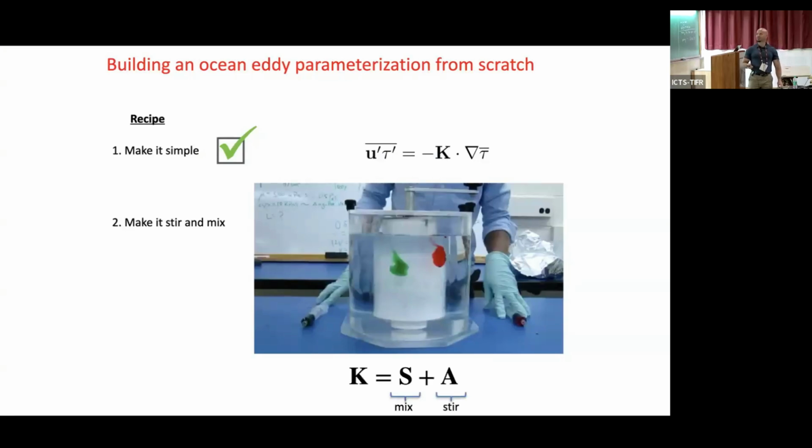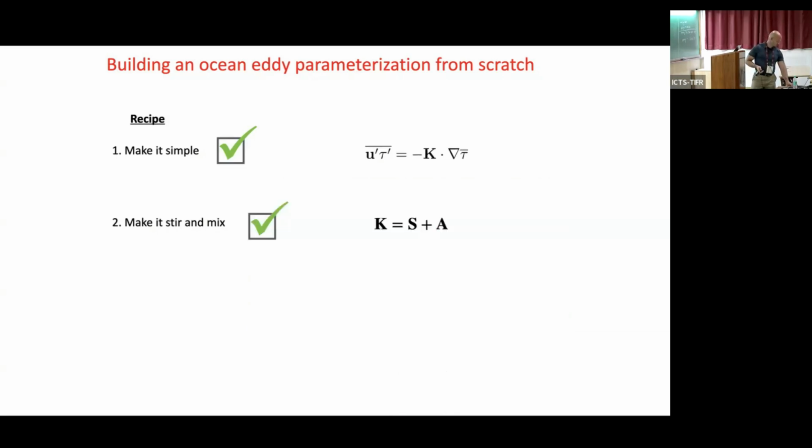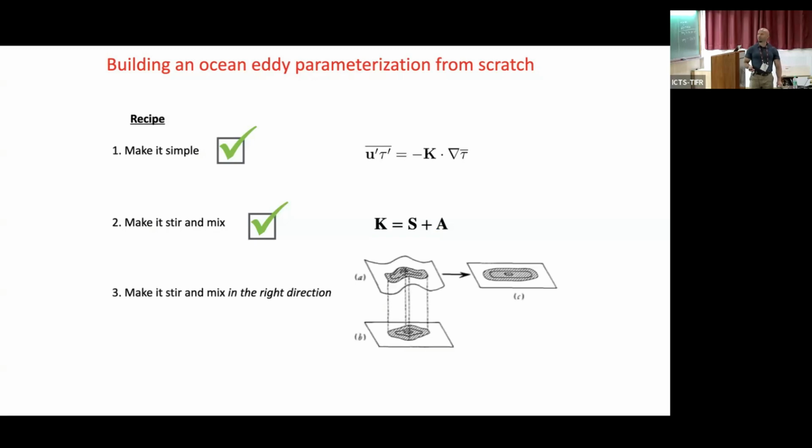Okay, so in terms of K, we can do that pretty straightforwardly, and there's plenty of mathematics in the literature to talk about this, but you can break K into symmetric and anti-symmetric parts. The symmetric part represents mixing, the anti-symmetric part represents stirring. So that's nice. Okay, number 3, closely related to number 2: make it stir and mix in the correct direction.